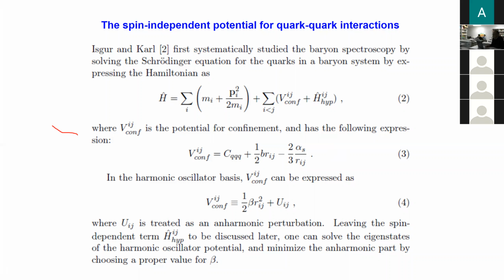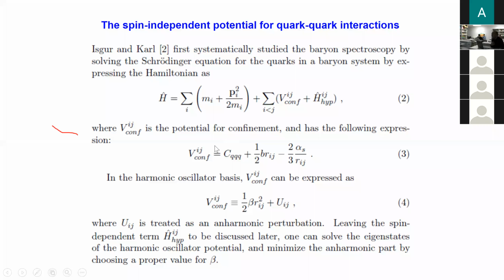Concentrate on the light hadron sector, and also the Isgur-Karl model. They propose a more analytical way to solve this Schrödinger equation.